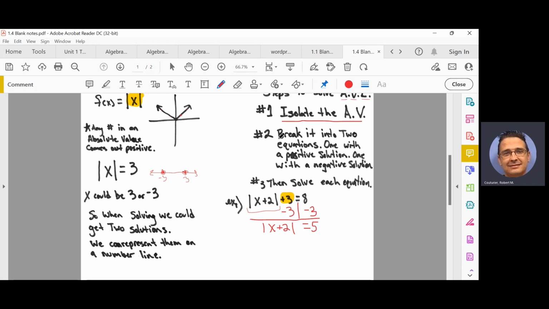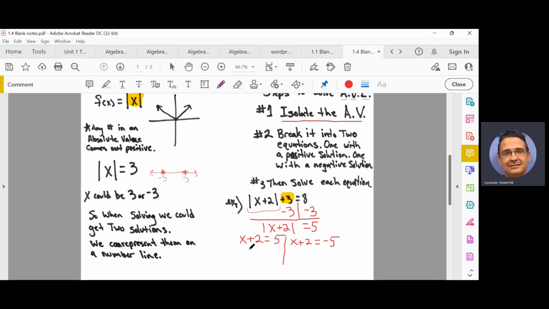Now we need to break it into 2 equations, one with a positive solution, one with a negative solution. So draw a little line. You're going to use your expression in the absolute value bars 2 times. You're going to have an x plus 2 equals 5. And then we use it a second time. X plus 2 equals, this time it's -5, or the opposite of whatever's on this side of the equal sign. All right, here's one possible positive answer, one possible negative answer. And then we solve each one.